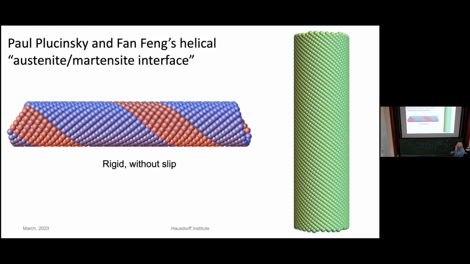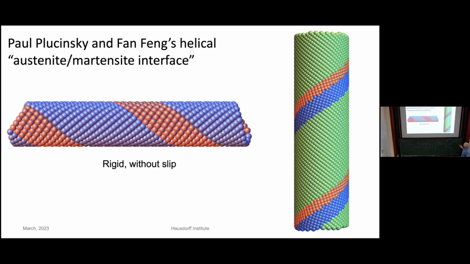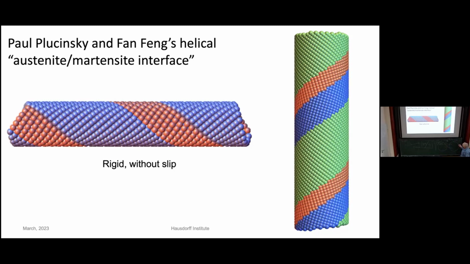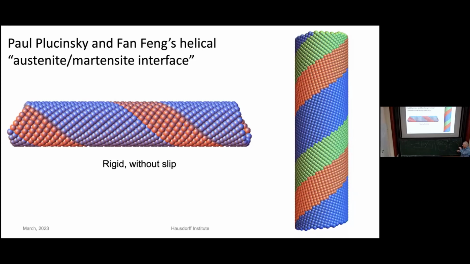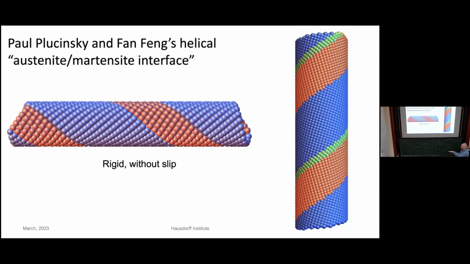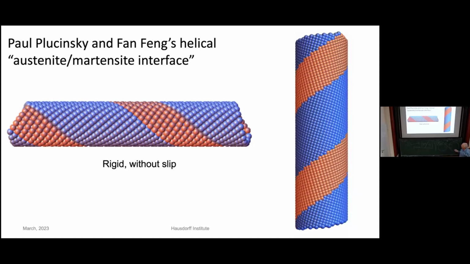So I mentioned this to my two postdocs, Fan Feng and Paul Plucinsky: how do we have a phase transformation on a helical structure? And they came up with this example. I think it's absolutely fabulous. They said, well, you can take one of the phases and you can twin it. You can reflect it. You can do minus the identity, which would still be considered the same phase.